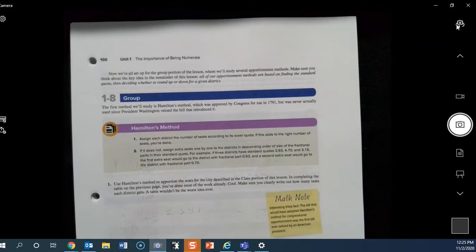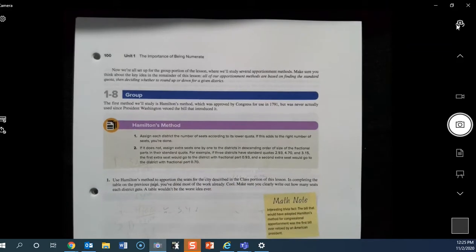Okay, number 1. Well, before we get here, the first method we'll study is Hamilton's method, which was approved by Congress for use in 1791, but was never actually used since President Washington vetoed the bill that introduced it. Hamilton's method: assign each district a number of seats according to its lower quota. If this adds to the right number of seats, you're done.